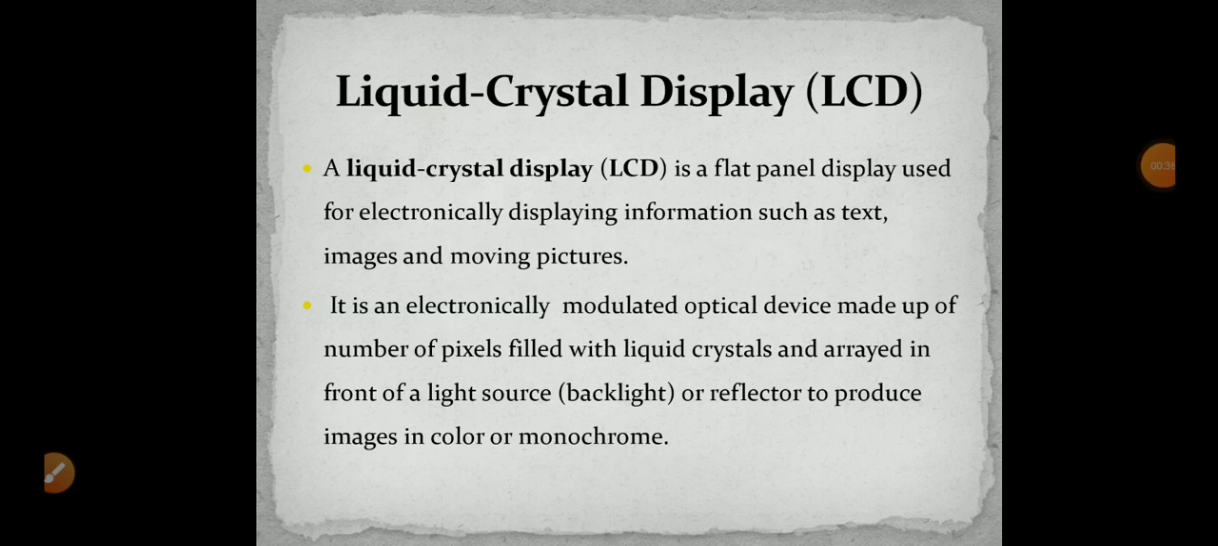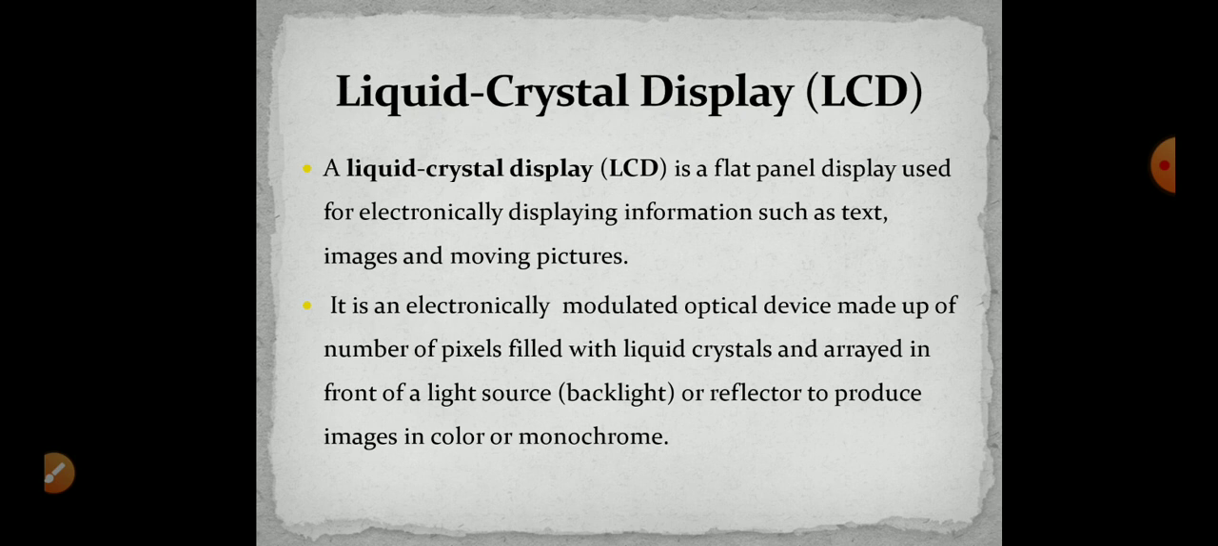What is an LCD? It is a flat panel display used for electronically displaying information such as text, images and moving pictures. Here we are using the LCD for displaying this information. Moving pictures means videos are displayed on the LCD. Moving pictures means still pictures running faster to get a video. That's the basic construction of a video signal. That means a moving picture is simply a video. So to display information such as text, images and moving pictures we are using the LCD.